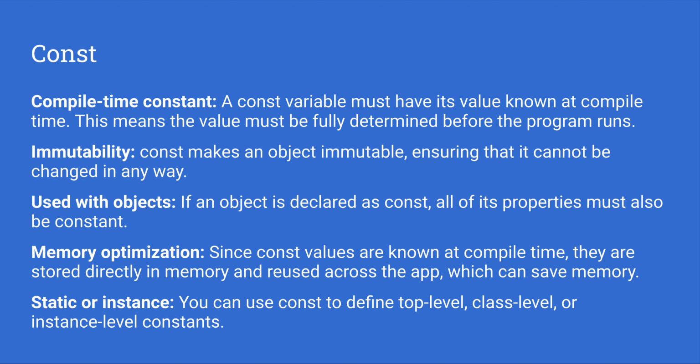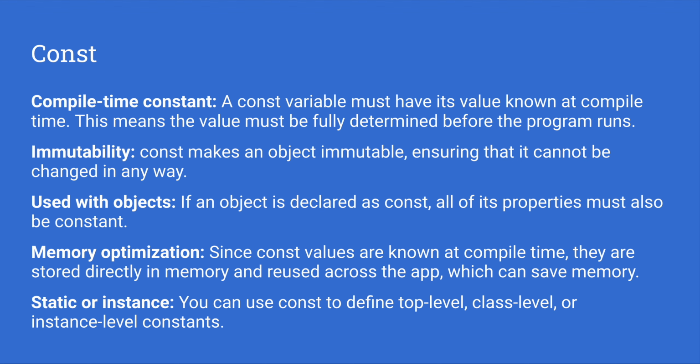Immutability. Const makes an object immutable, ensuring that it cannot be changed in any way at runtime and compile time. It does not change. Okay, and the use of objects. If an object is declared as const, all of its properties must also be constants.